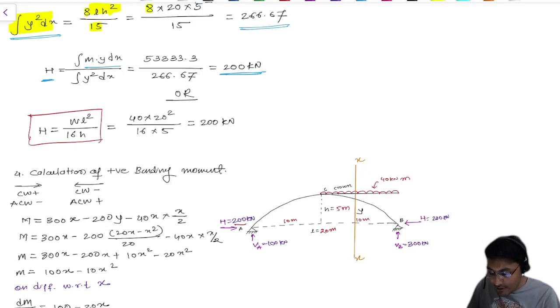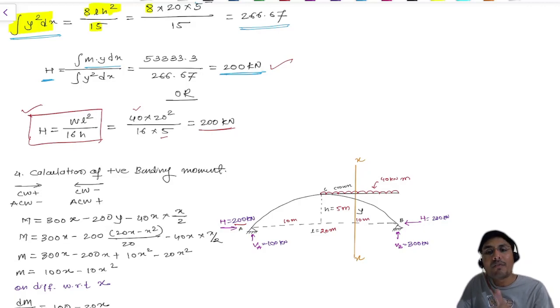So put W value as 40, L square as 20 square, where L is the total length of your span, and 16 into h, which is 5, because your central rise is 5 meters. So you got 200 kilonewton. Whatever you calculate by the earlier process, you get from this formula too. So your horizontal thrust calculation is perfect.